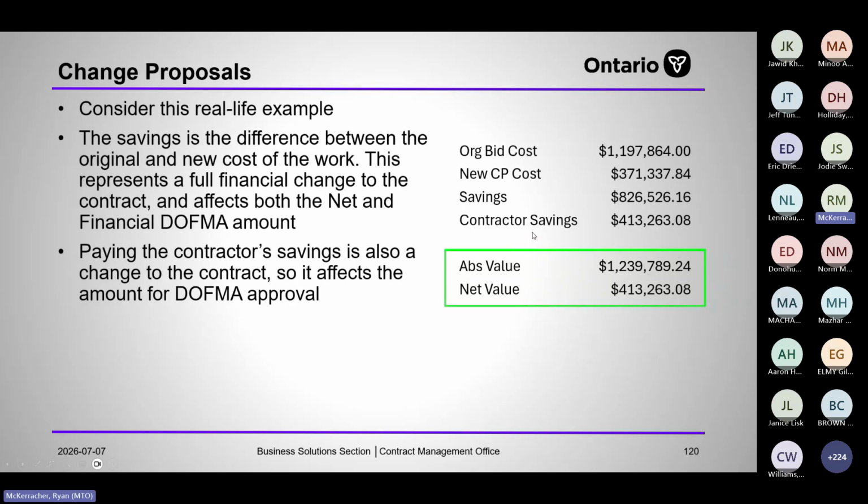So here's a real life example. The savings is the difference between the original and the new cost of the work. This represents a full financial change to the contract. So we have an original bid cost of 1.197 million, a new change proposal cost of 371,000. So the difference between these two is a change to the contract. It's also the savings, and then half of these savings, the contractor's half, is also a change to the contract. So the total absolute value of change is the savings, or the difference between the original and the new proposal cost, and half for the contractor's savings. So 826 plus 413.